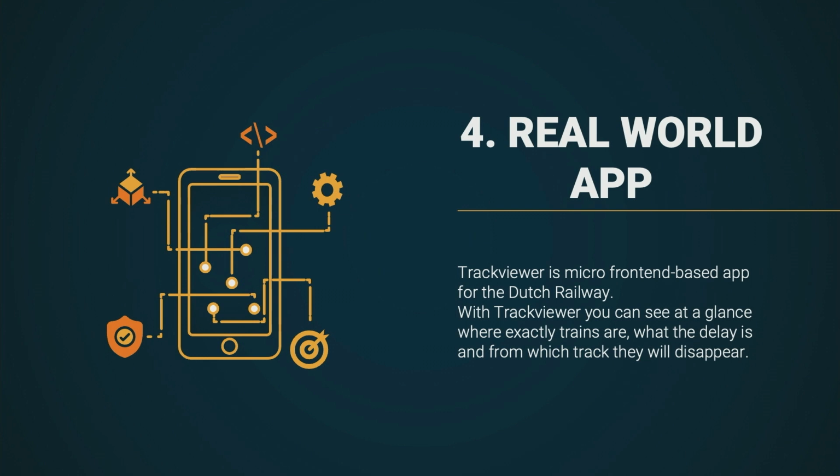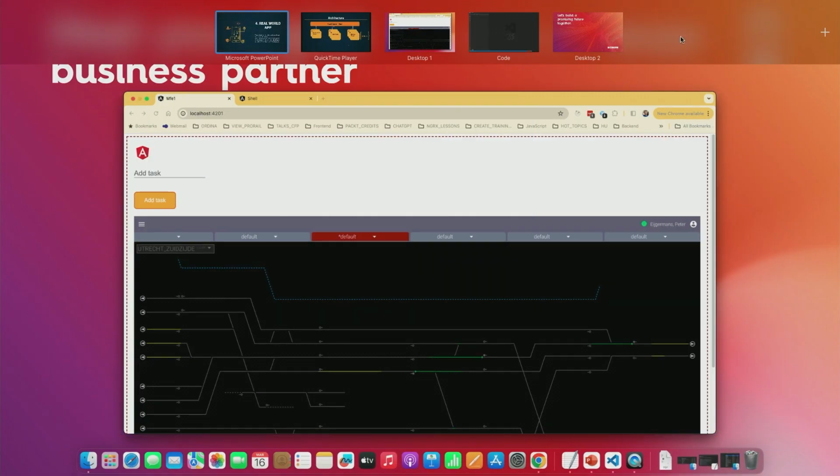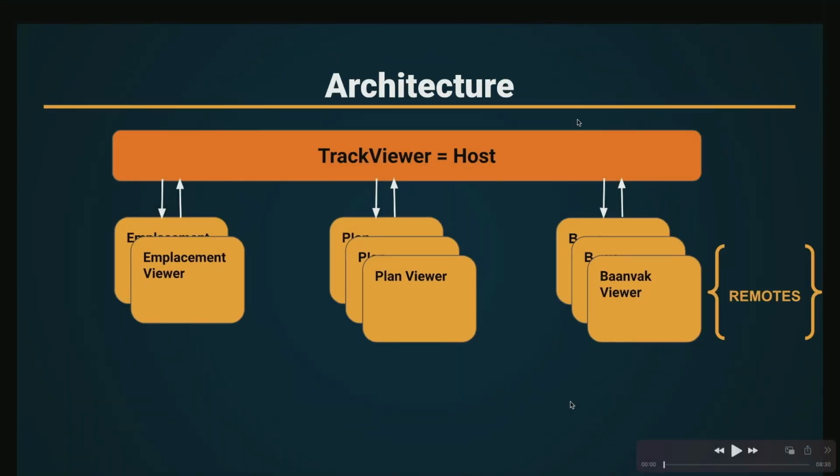But I want to show you a real app we've created, the track viewer. In Holland we call it the spoor viewer. Okay, so 3 minutes. Here I show you the application we've created with 3 micro frontends, the emplacement plan viewer and BAVAC viewer. Those are called the remotes.